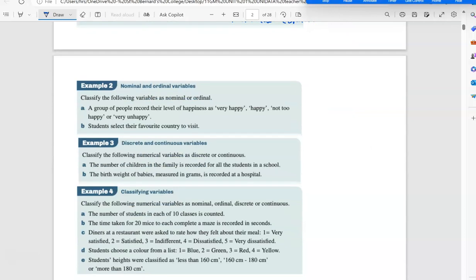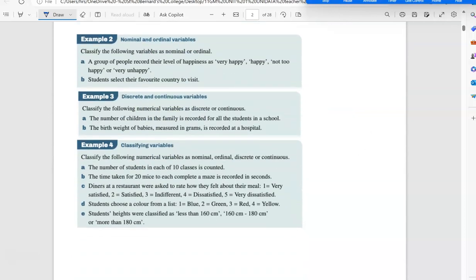All right, the next one, we're going to classify them whether they're nominal or ordinal. A group of people recorded their level of happiness: very happy, happy, not too happy, or very unhappy. So what's that? Is it ordinal or nominal? It's categorical. Ordinal. So we'll write that it's categorical, and then what's its next subcategory? Ordinal. Because I know someone who's very happy is the complete opposite to someone who's very unhappy.